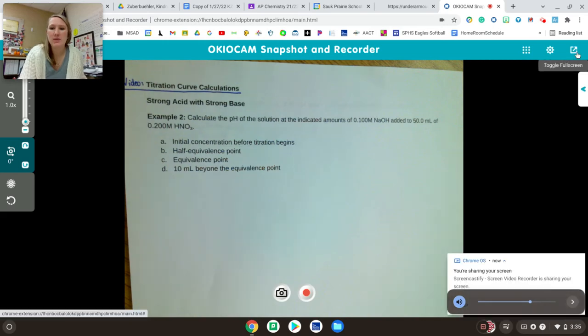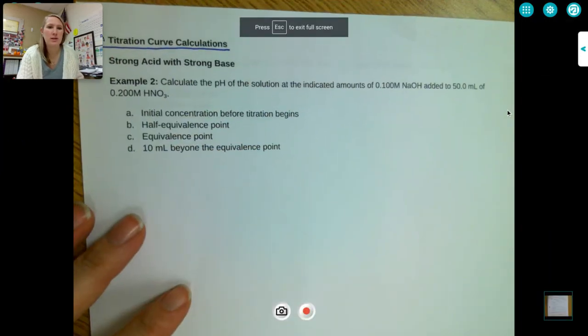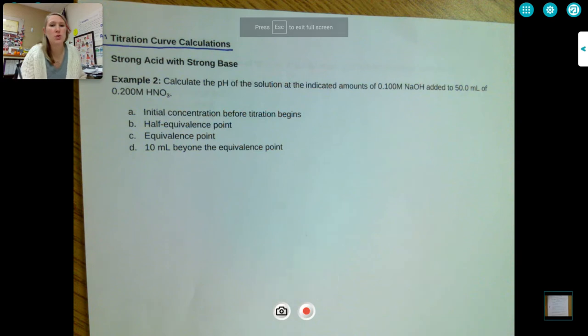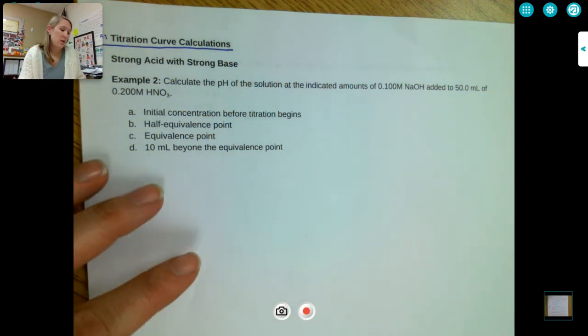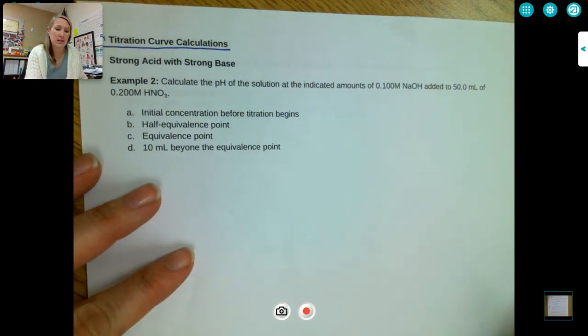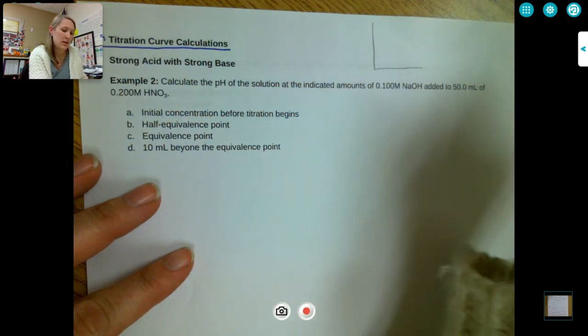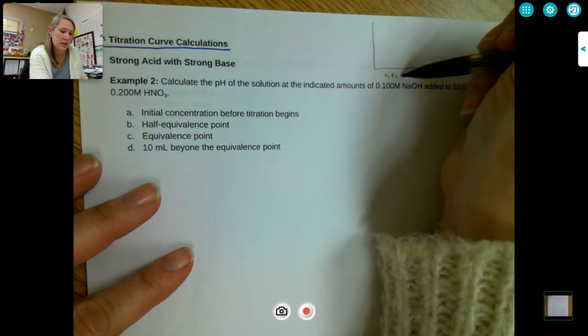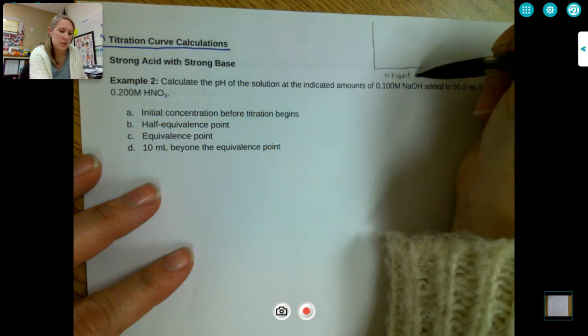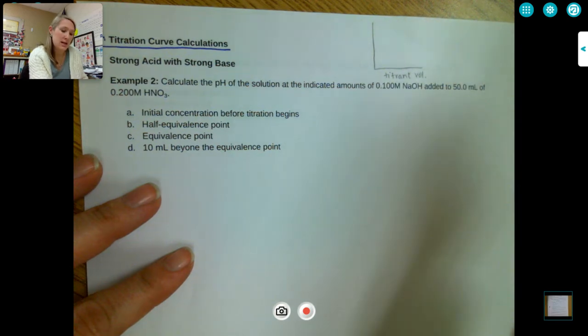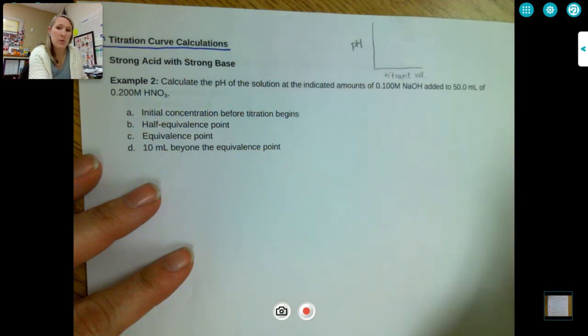Hey AP, in this video we are going to look at doing calculations to plot a titration curve. So we talked about titration curves in the last video. In a titration curve, we said it looks something like this, where we have our titrant and we know the titrant's volume that's being added, and then we measure the pH.